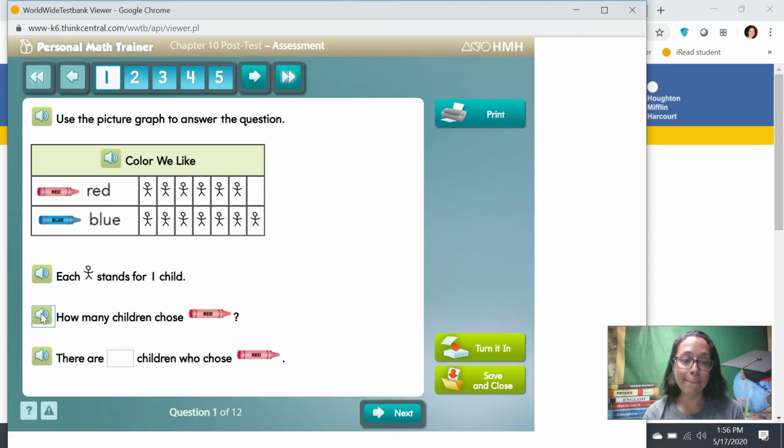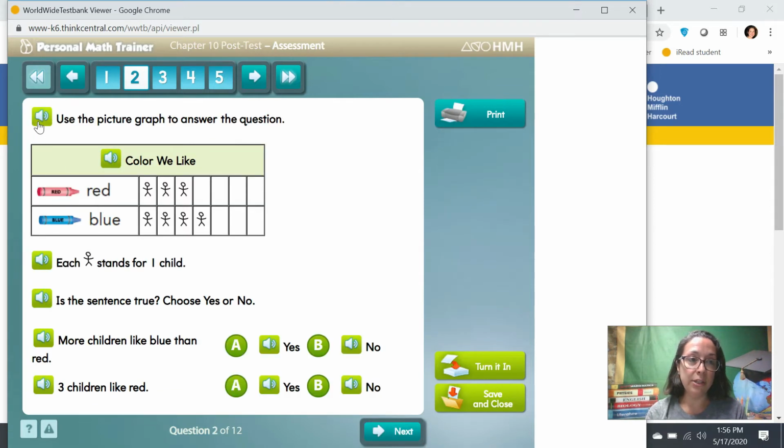How many children chose red? ¿Cuántos niños escogieron rojo? There are blank children who chose red. Hay cuántos niños que escogieron rojo. So just take a look, count them, cuéntalo, and you're going to type in your answer there. Vas a poner el número en la cajita. All right, that seems easy enough. Let's go on to number 2.